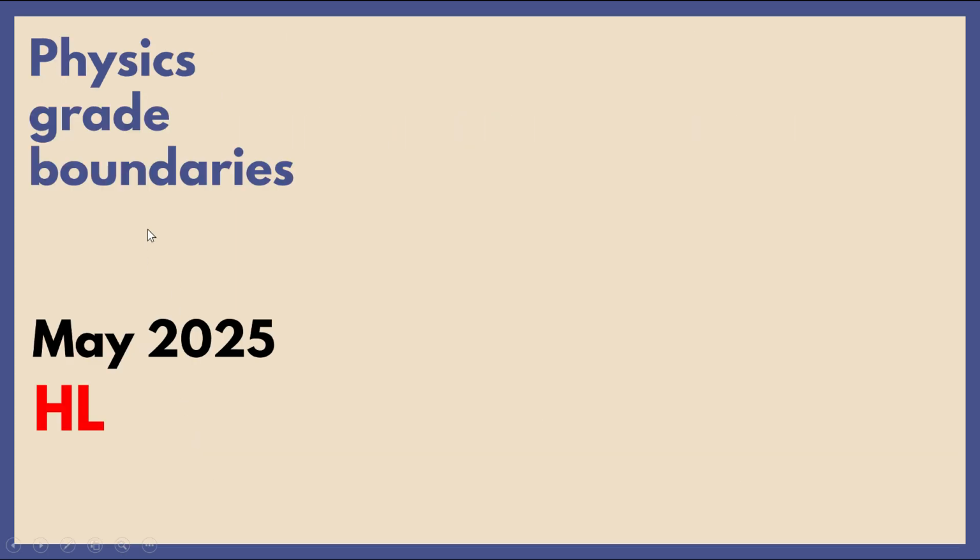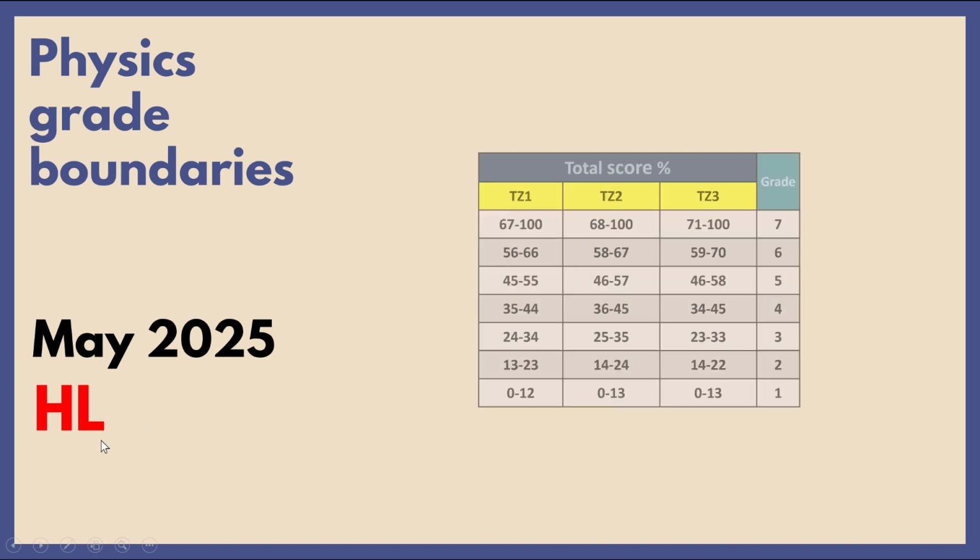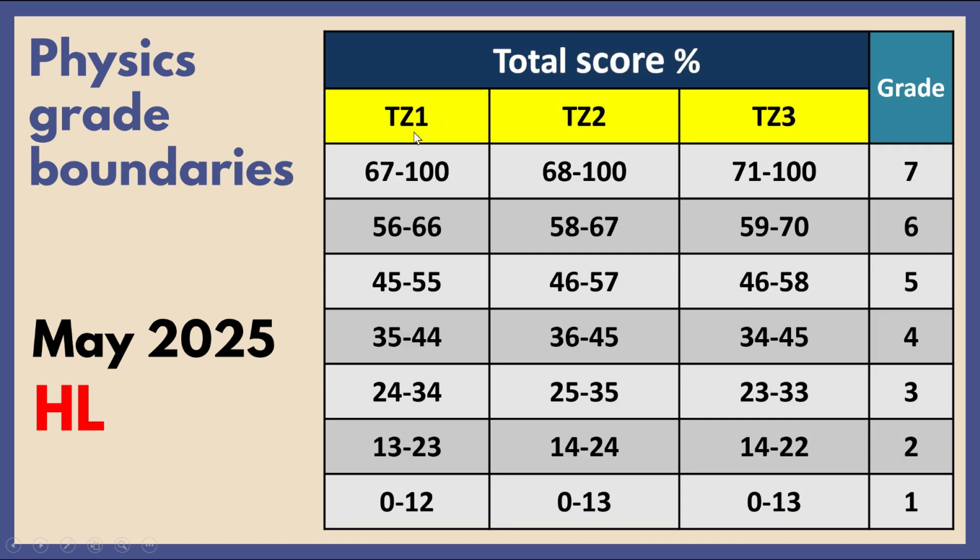As an example, let's have a look at physics grade boundaries, May 2025 HL. In time zone 1, you need 67% at least to get a 7. You see, in time zone 2, you need at least 68. And in time zone 3, you need at least 71% to get a 7. Even in different time zones, they are different. Why? Because they have different exam papers.